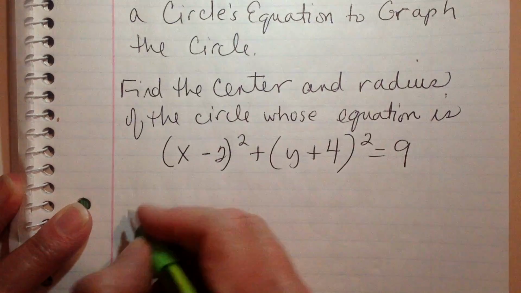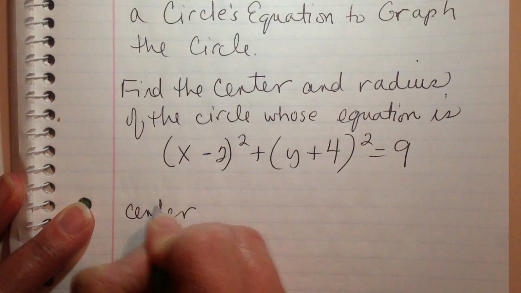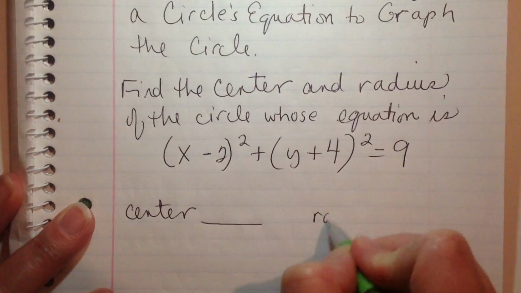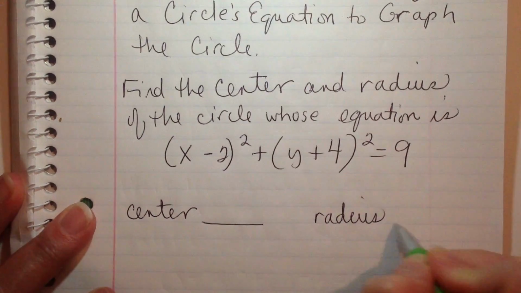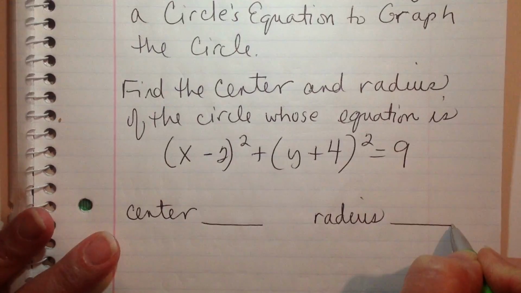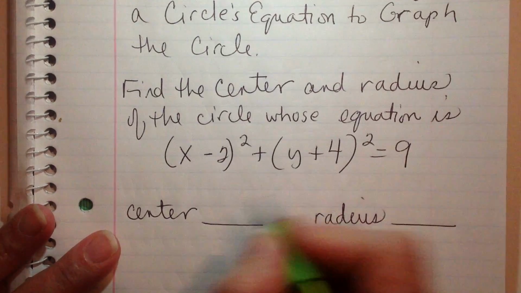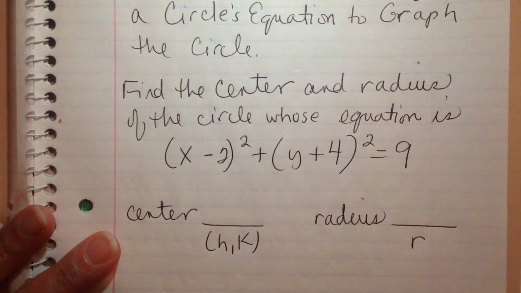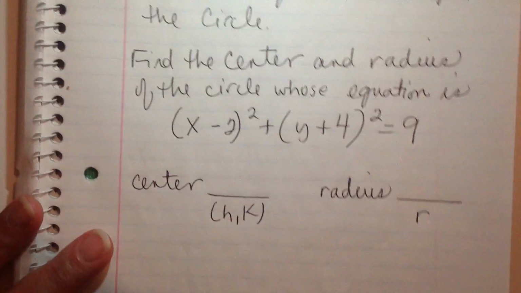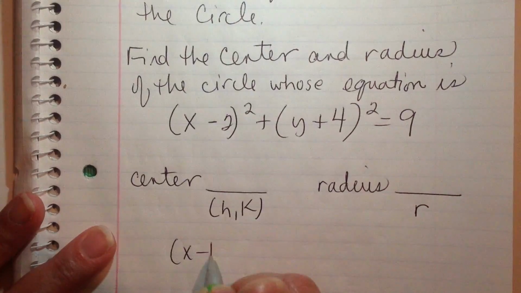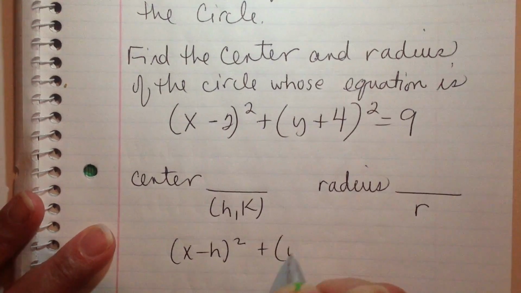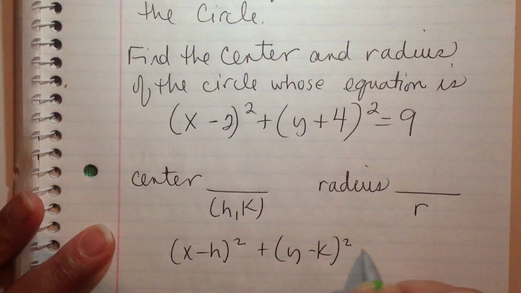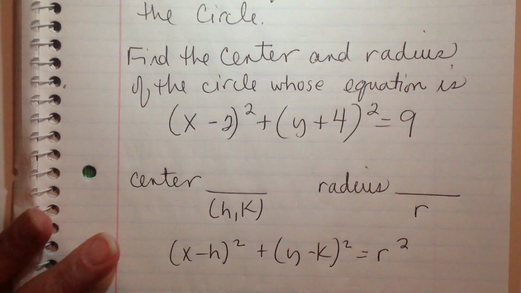So the first thing I need to do is find the center of the circle, and let's find the radius of the circle. Well, your center is (h, k). Remember, your center is (h, k) and your radius is r. Now think back to your formula. Your formula is (x minus h) squared plus (y minus k) squared equals r squared.